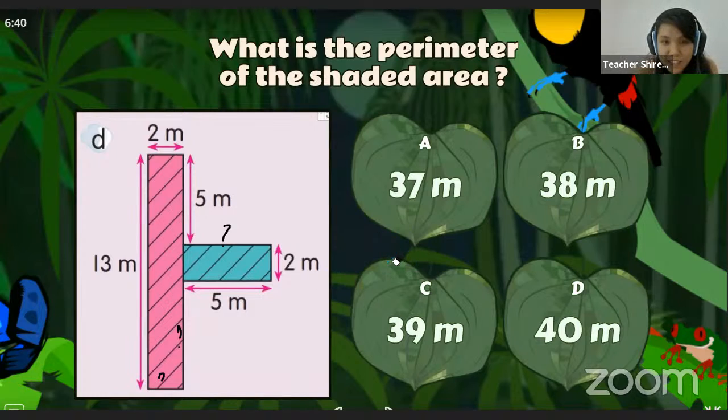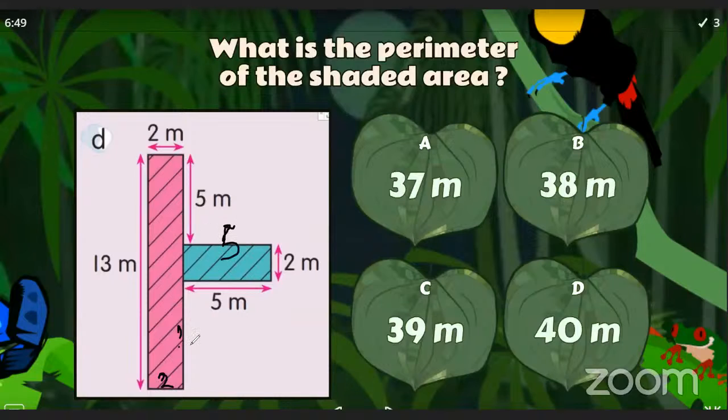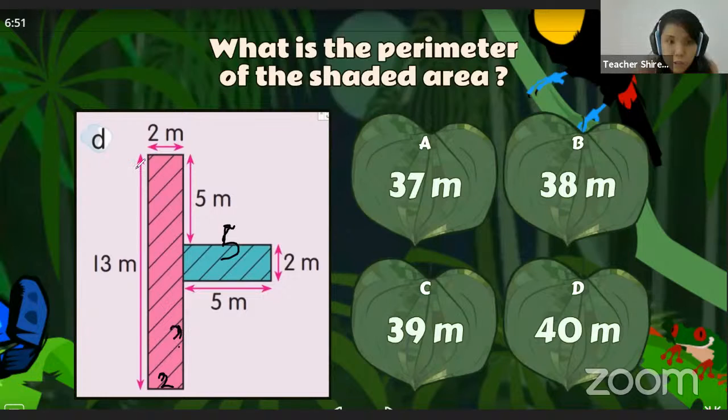Oh, 37. Okay, so basically, first of all, we need to know this. This one is 2. So this one is 5. How about this one? So you need to find this one. So this whole thing is 13. So it's 5 and 2. 5 and 2 is 7. 13 minus 7. What do you get? You get 6. Okay. So then you plus all together.